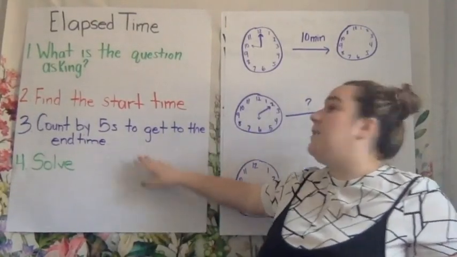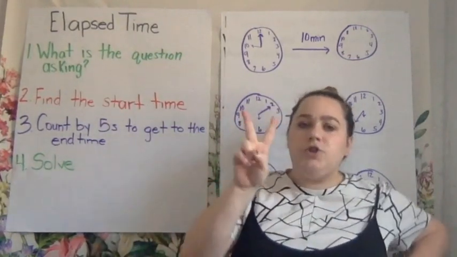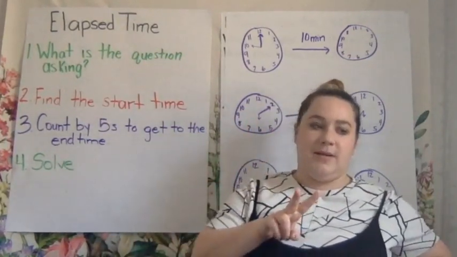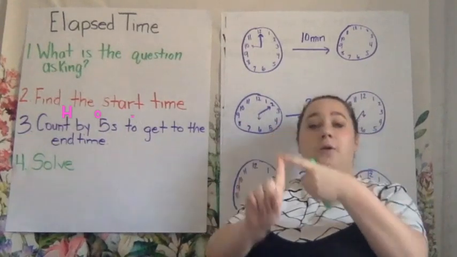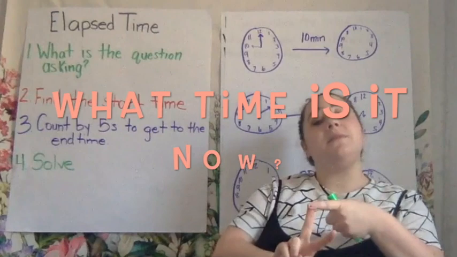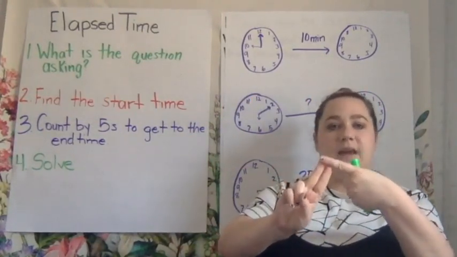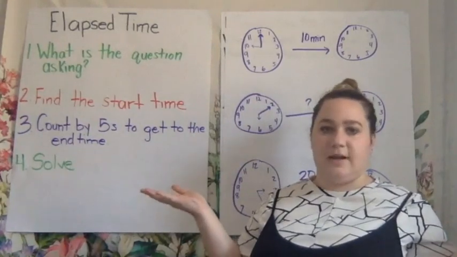Our first step is, what is the question asking? Because right now there are two things the question could be asking. It could ask how much time has gone by, or it could ask what time is it now? How much time has gone by? What time is it now? So we need to know, what is the question asking.